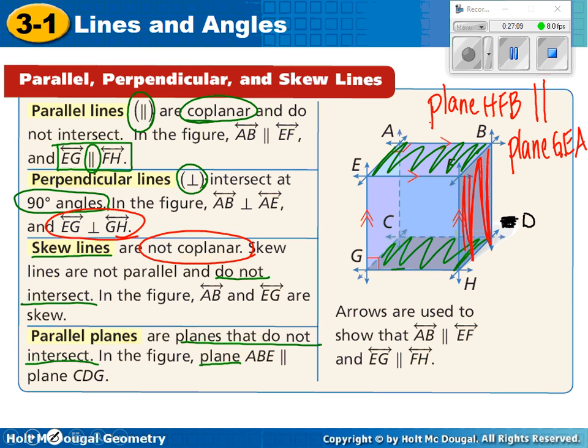Okay, first chapter 1 notation, super important for this chapter. Any questions on parallel planes? Okay, let's go through some examples pretty quickly.